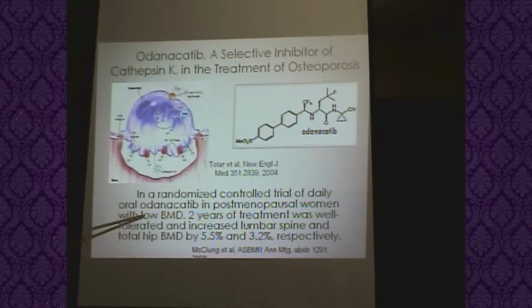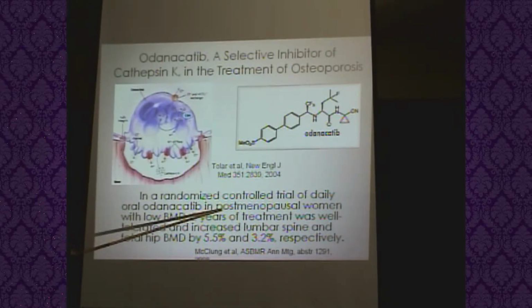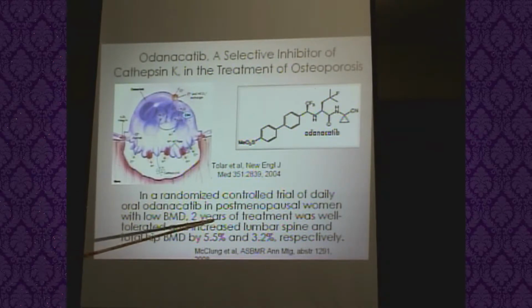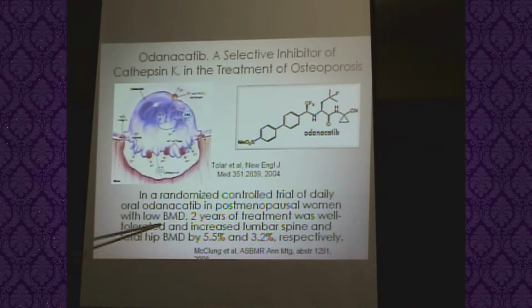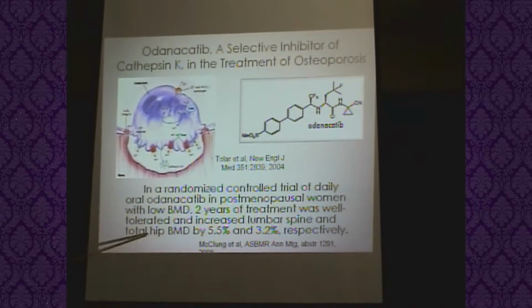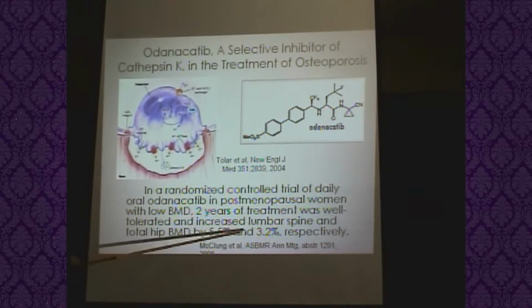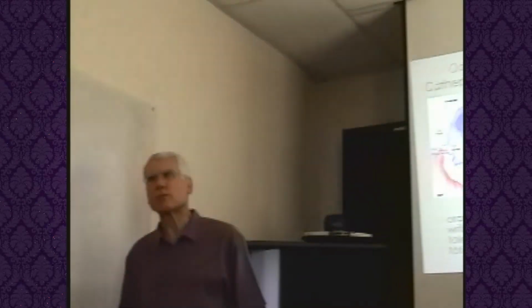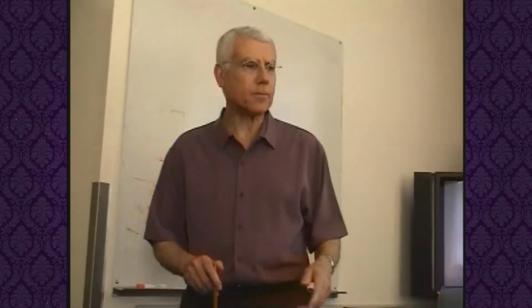Randomized controlled trial of daily oral Odanacatib in postmenopausal women with low bone mass. 2 years of treatment was well tolerated and increased lumbar spine and total hip bone mineral density by very respectable amounts. We may hear more about this agent. I think we will. It will be available.